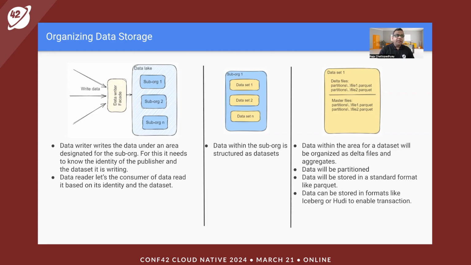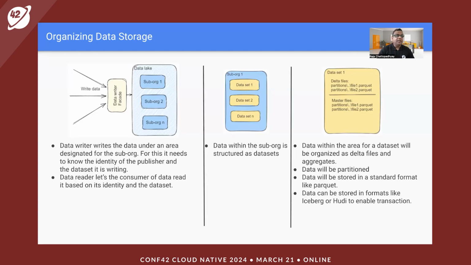So, if you think that every data publisher will need to write data to the storage, right? But we do not want all of them to invent a new way to write this data. Hence, there will be a need for a standard way to write the data. This can be fulfilled by creating a component called data writer. Data writers are assigned specific areas within the data lake designated for their respective suborganizations. They must authenticate their identity and specify the dataset they are writing to.